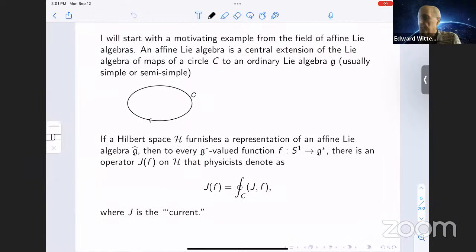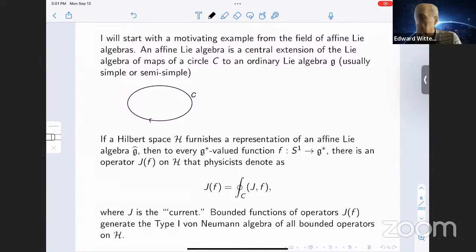Now, if a Hilbert space H is providing a representation of an affine Lie algebra, that means that for every function on the circle valued in the dual of the Lie algebra, there's an operator. If f is the function, I'll call this operator J of f. Physicists write it as the integral over the circle of J paired with the current. So that's the operator that generates the element of the affine Lie algebra corresponding to f. Bounded functions of these operators J of f generate what's called a type 1 von Neumann algebra of all bounded operators on this Hilbert space.